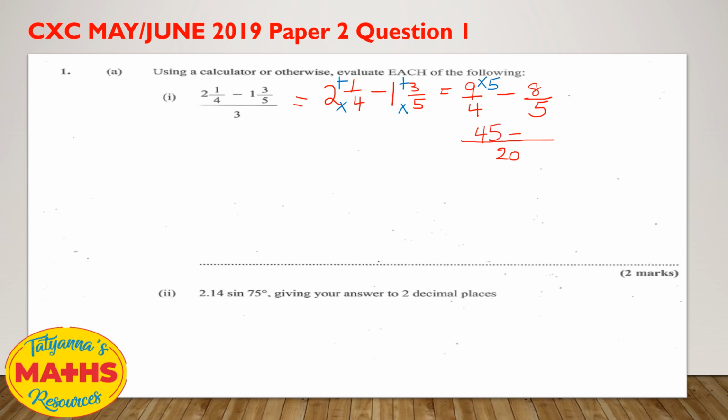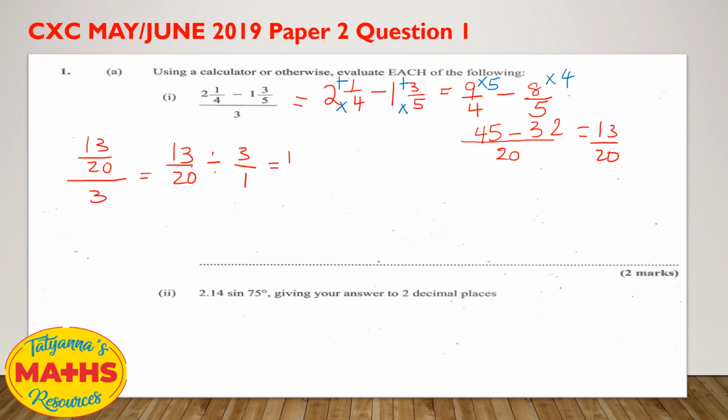minus 5 into 20 is 4, multiply 8 by 4. That is going to give us 32. So 45 subtract 32 is 13. So we have 13 over 20. So 13 over 20 all over 3. So we're going to get 13 over 20 divided by 3 over 1.